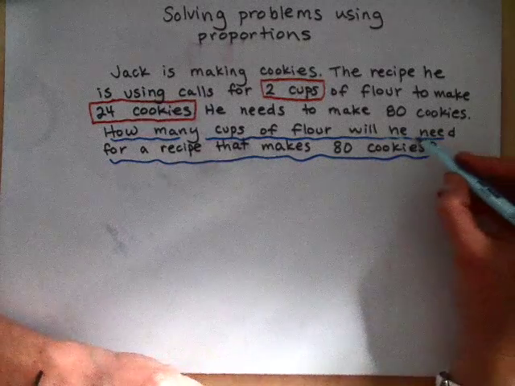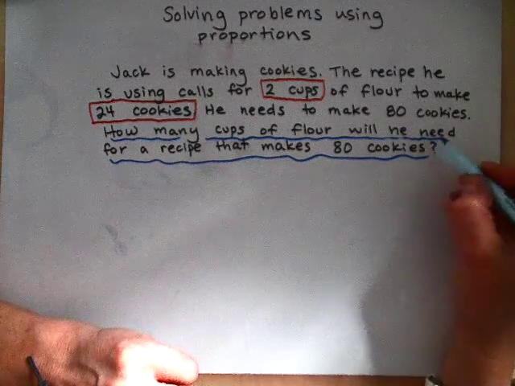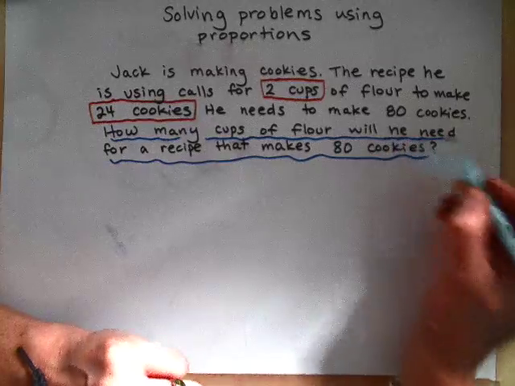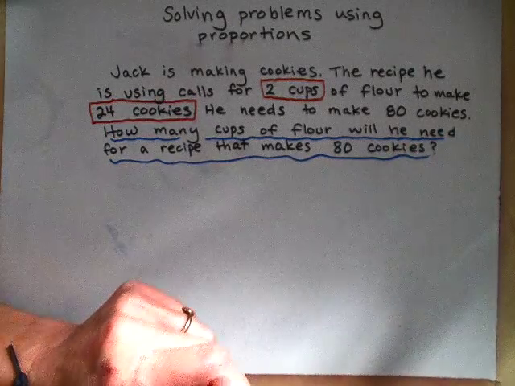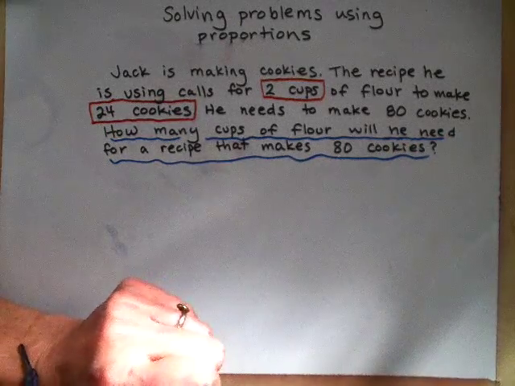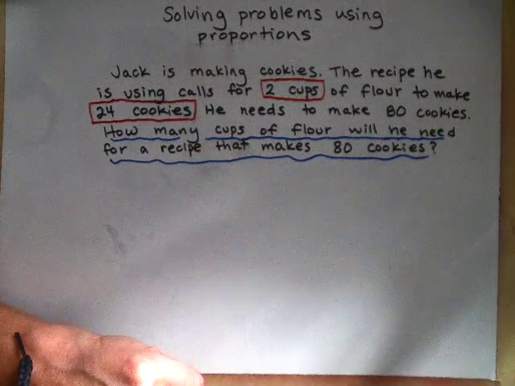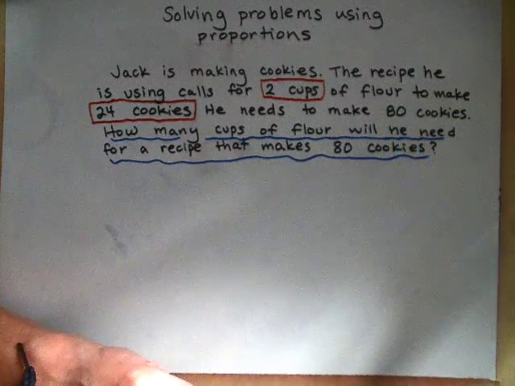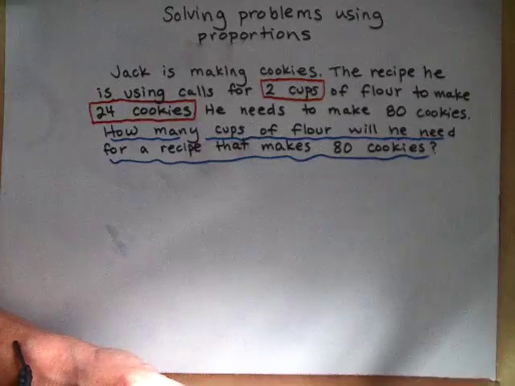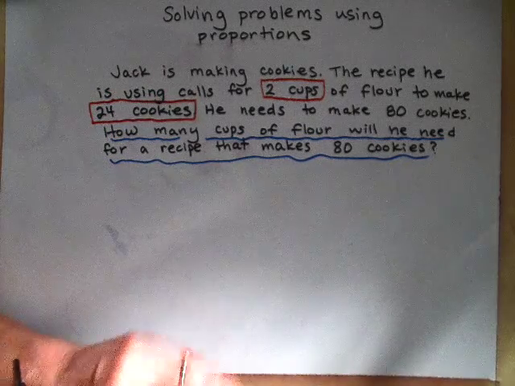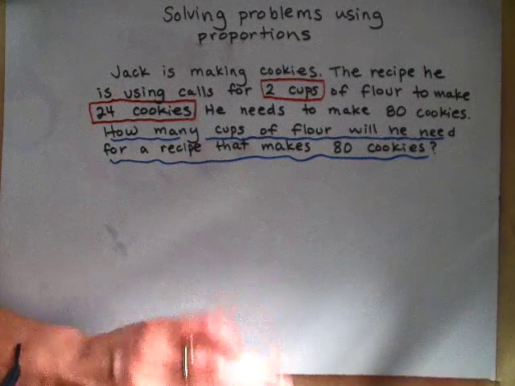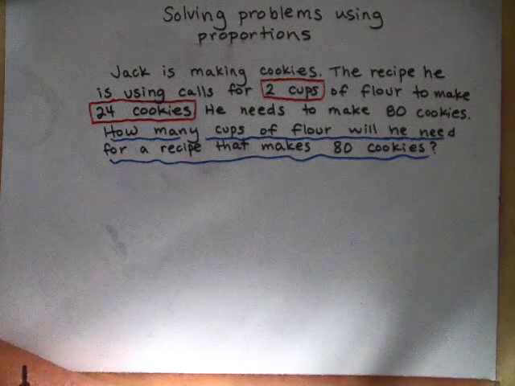Using a proportion can be used to solve so many different types of problems. This is a good example, I think, because a lot of us cook and we like to increase recipes in case we want to make more, and who doesn't want to make more cookies?